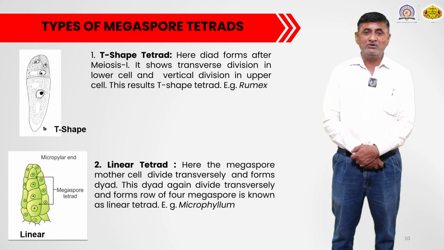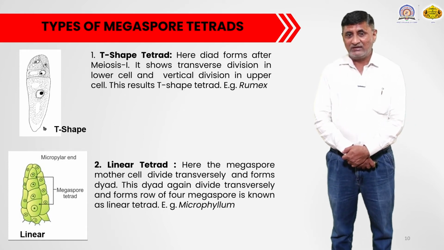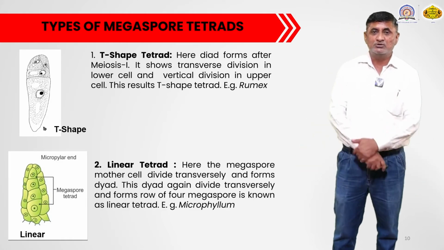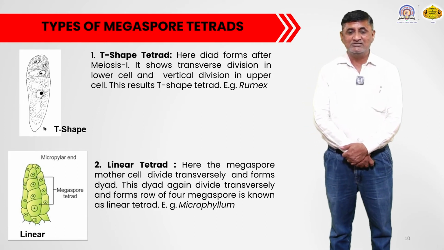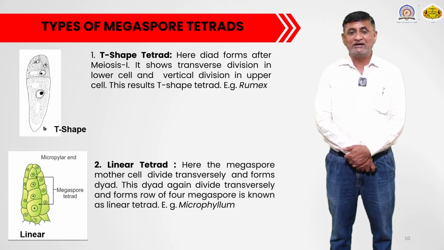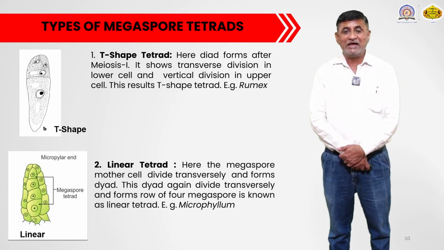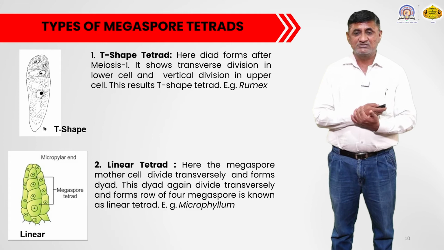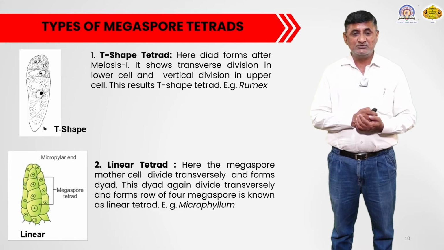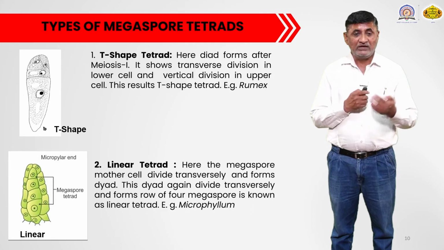Now, on the basis of arrangement of the megaspores inside the nucellar epidermis, 4-5 kinds of megaspore tetrads are there, that we have to understand. The first type of megaspore tetrad is the T-shaped megaspore tetrad. Here the dyad forms first after meiosis first, and this dyad shows transverse division in the lower cell and vertical division in the upper cell.